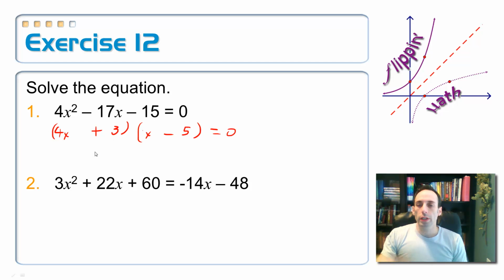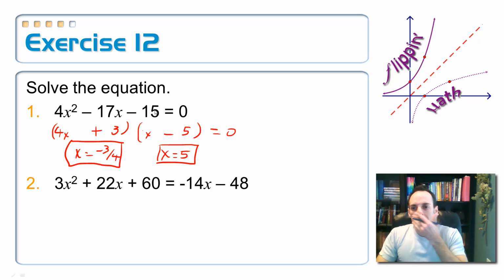So the first one, can you go straight to the answer without actually having to write down the little equation? I would subtract over the 3. I would divide it by 4. I would get x equals negative 3/4. Okay, and over here on the right hand side, it's just the opposite of that. X is equal to 5.